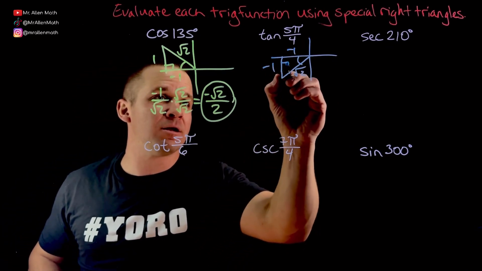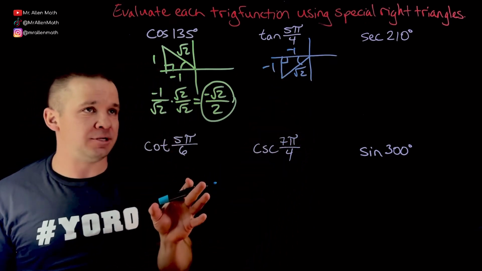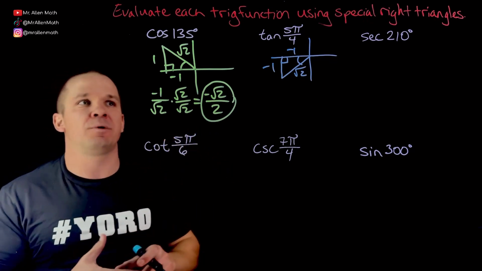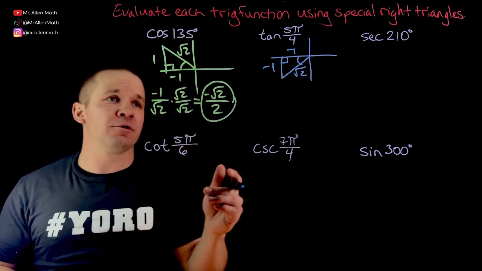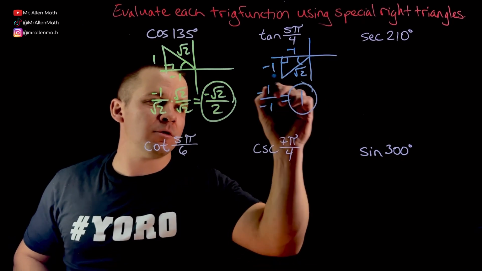Still looking at it from here. That's a right angle right there. My hypotenuse is always positive, okay? Always positive. It's only the legs of the triangle that need to be addressed, whether they're negative or positive, okay? So tangent is opposite over adjacent, so -1 over -1, which is just positive 1.